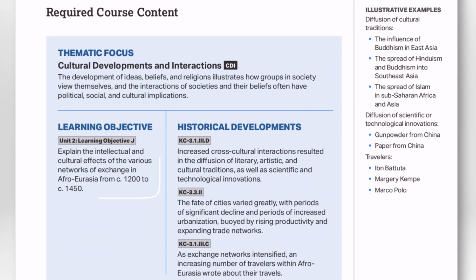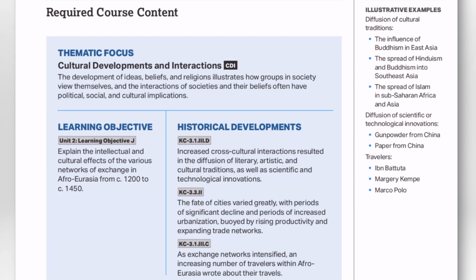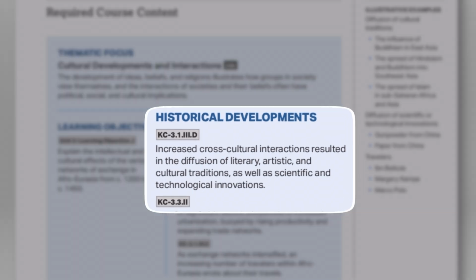Here's one of those learning objectives we unpacked. Notice it tells us a skill we're going to have to perform, and here it's a skill of causation, or explaining causes or effects. So when you're learning this topic, in this time period, you're going to have to explain the intellectual and cultural effects of networks of exchange, and that means trade. Well, how are you supposed to know that? Well, it's right here in the historical development. The historical development points out the content that helps us perform the task of the learning objective.